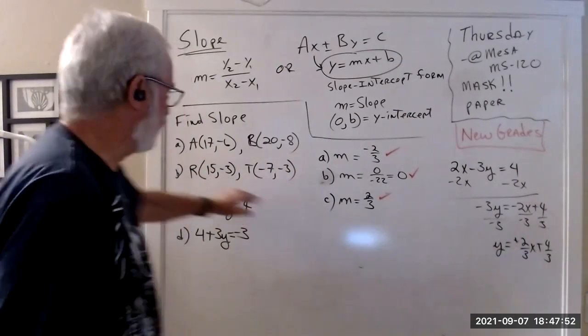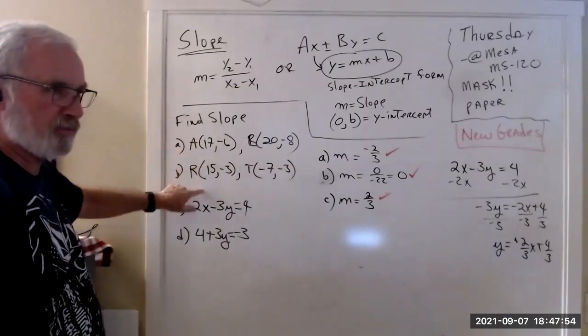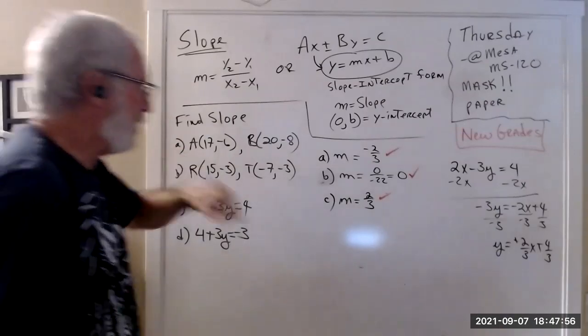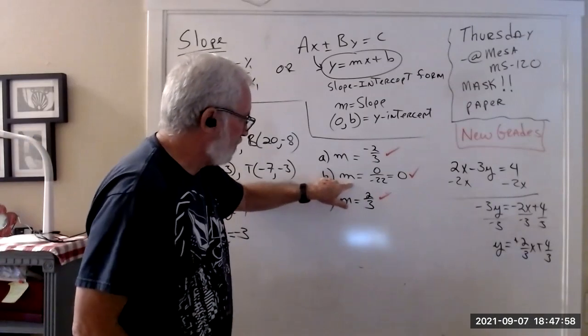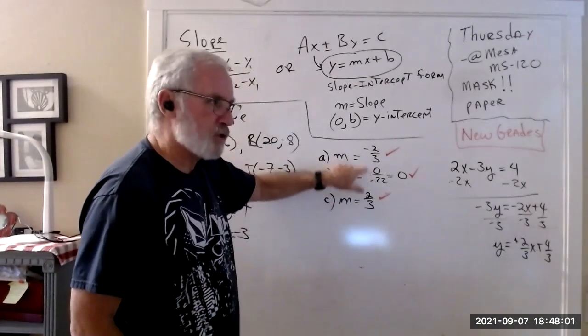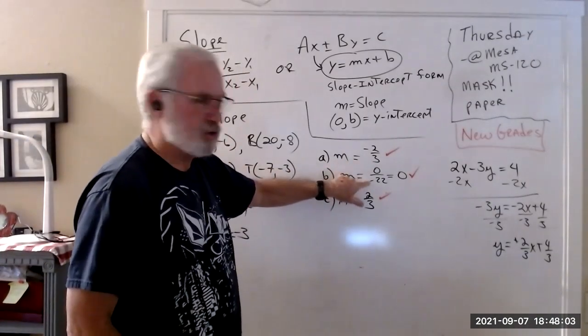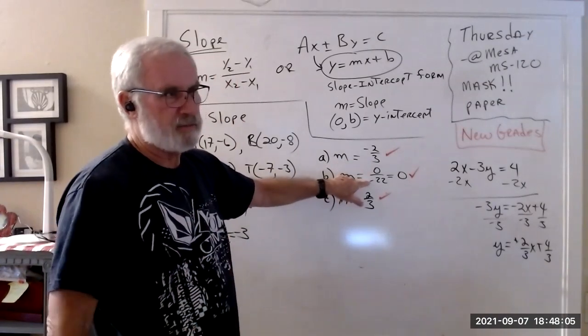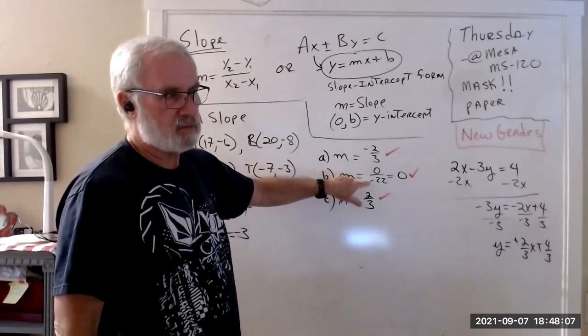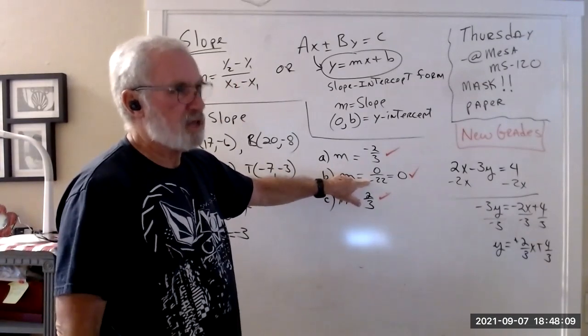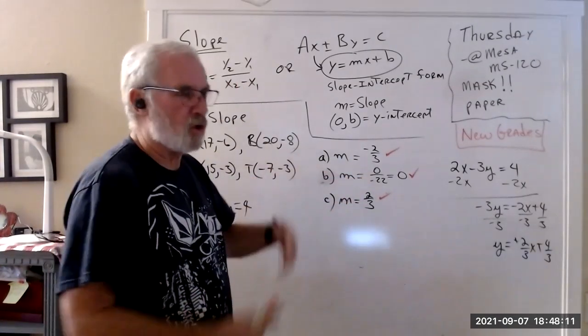Everybody's happy with those. You can use your formula for finding slope for this one. By the way, on letter B, what would your answer be if the 0 was in the denominator? DNE. DNE, does not exist, no slope, that kind of stuff.